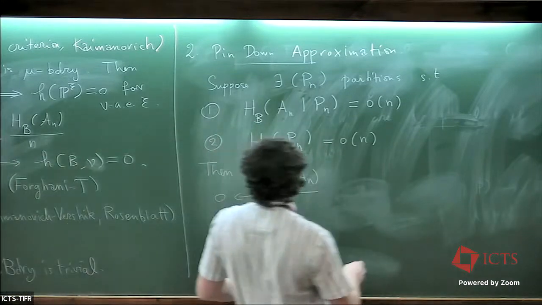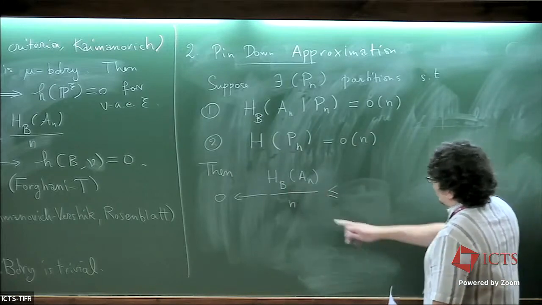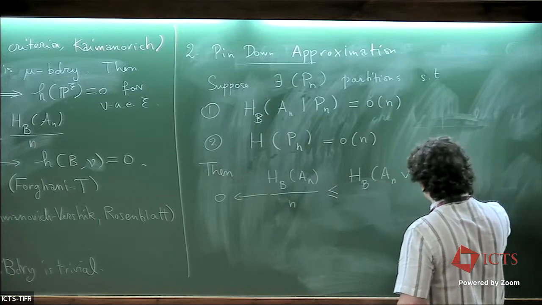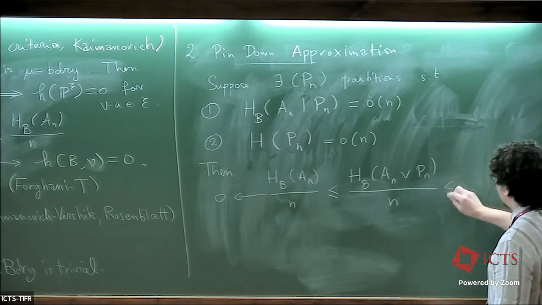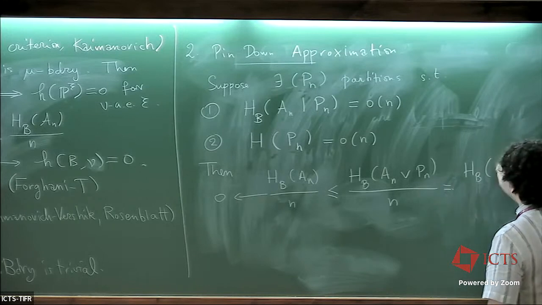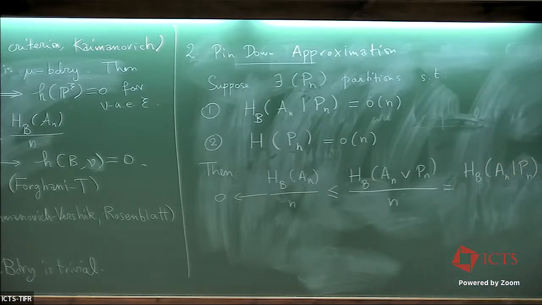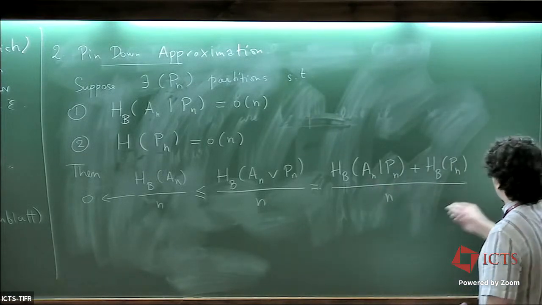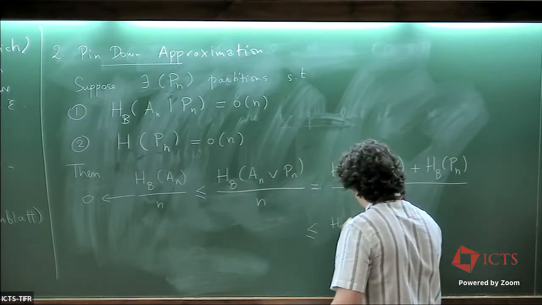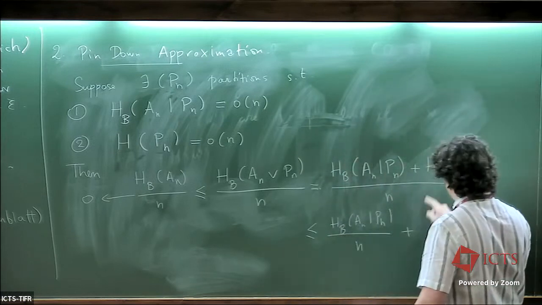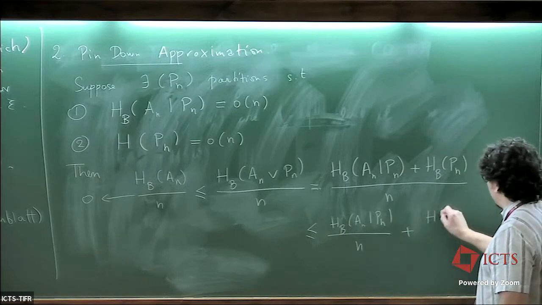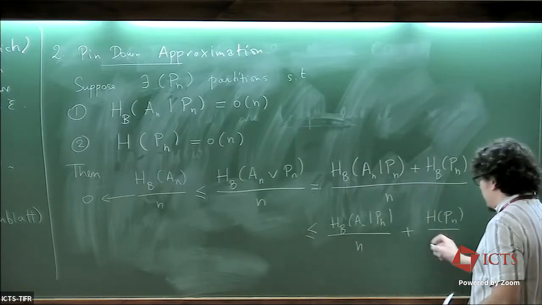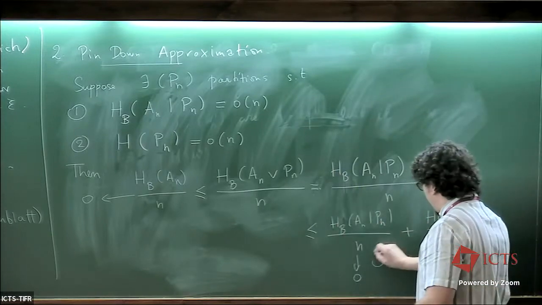The reason for that is simple. If we add this information, we can always add some information, which means we take the join with this other partition. By definition this is the relative entropy once you condition on P_n, plus the entropy of P_n. So this is H_B(A_n | P_n) over n plus the entropy of P_n over n, and we can forget about B by convexity. This seems like an esoteric calculation at the moment, but I will show you a simple example first. So then this would go to zero, and this would go to zero.